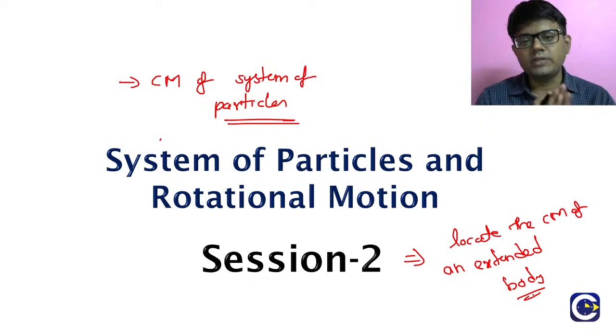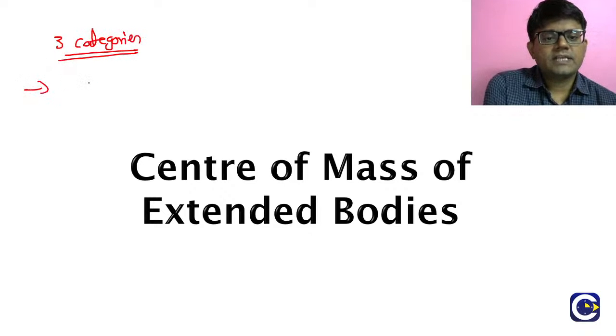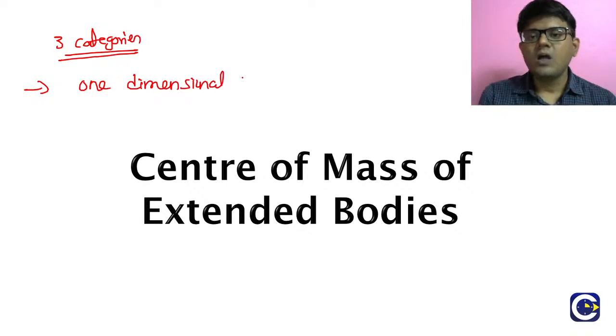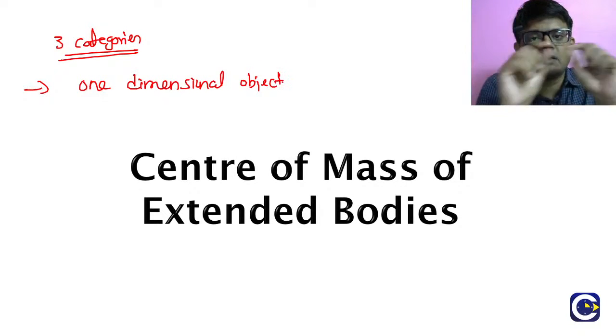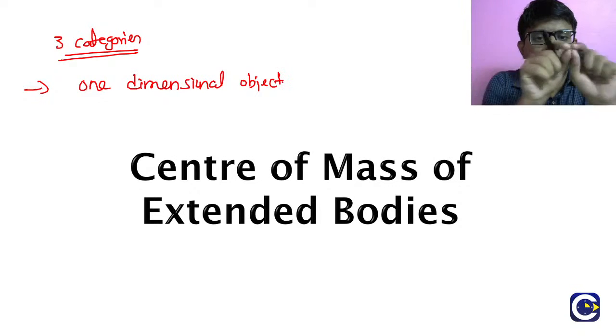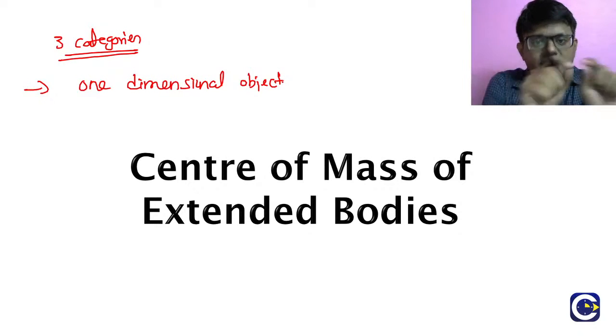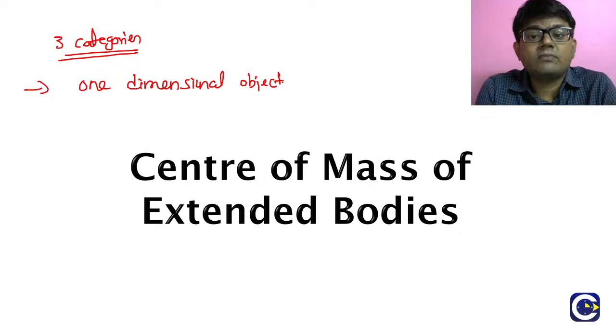Generally, when we talk about the extended body, we will look at it in three categories. First, we will look at the one-dimensional object. All objects are three-dimensional only, but if you look at a wire, a thin wire or a thin rod, we can see the mass is on a single line. That is what we consider a one-dimensional object.